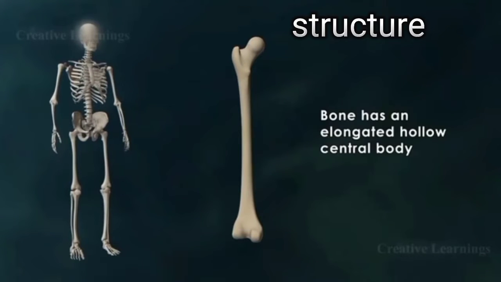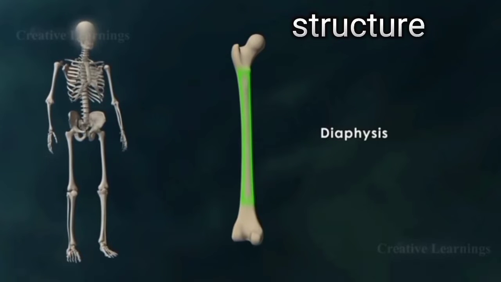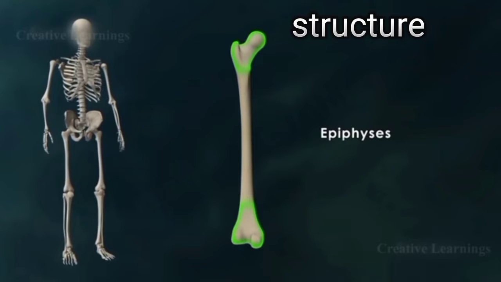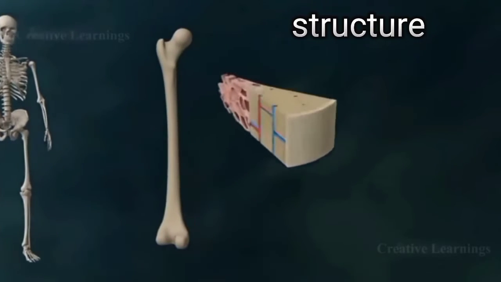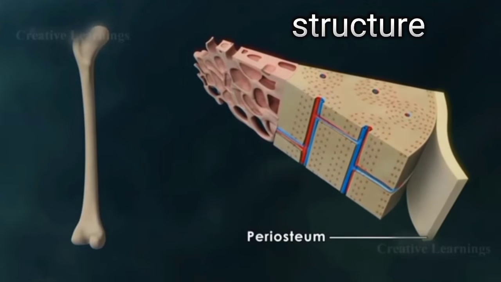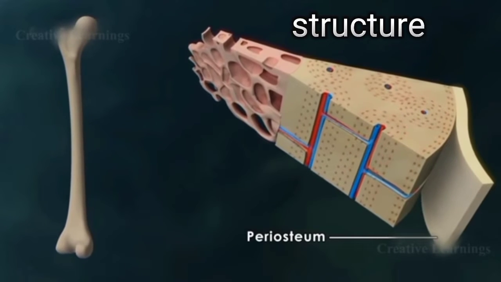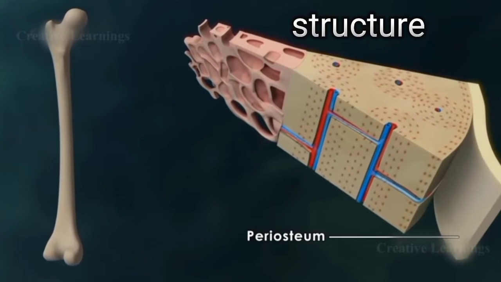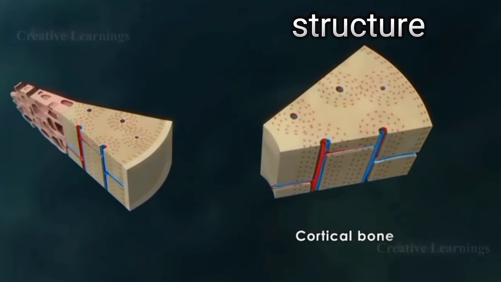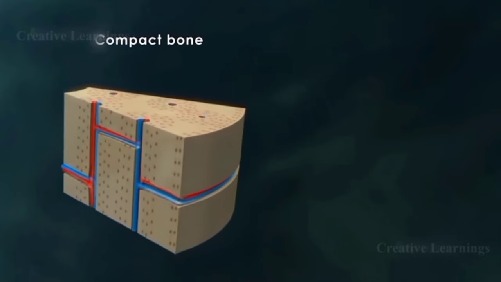A bone has an elongated hollow central cavity, which is called the diaphysis, while the outer edges are called the epiphysis. The outer membrane layer of the bone is called the periosteum. This layer protects the inner bone. Under the periosteum, there is a structure called cortical bone. Cortical bone is also known as compact bone.